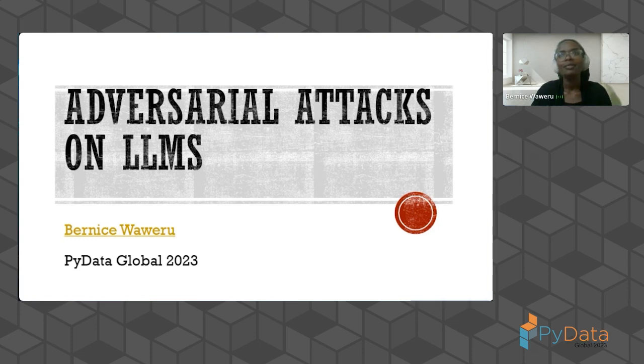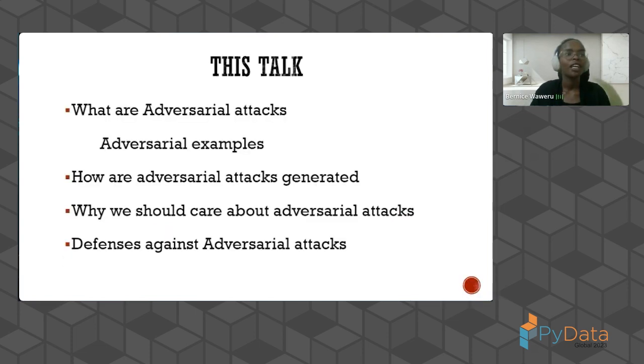With that brief introduction of me, let's move to our main agenda. In this talk, I'll focus on four main areas. We will talk about what adversarial attacks are, and see some examples to get a better understanding. Then we will explore how they're done and why we should be concerned about them. And finally, we will cover defenses that you can use to protect your model.